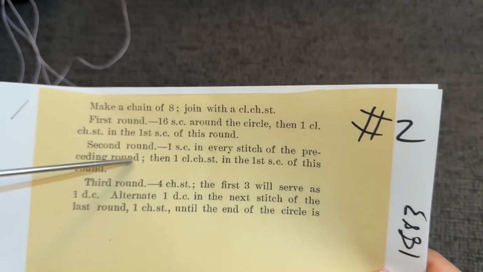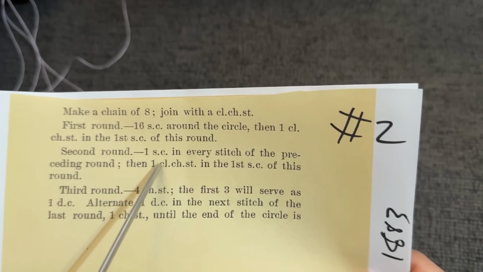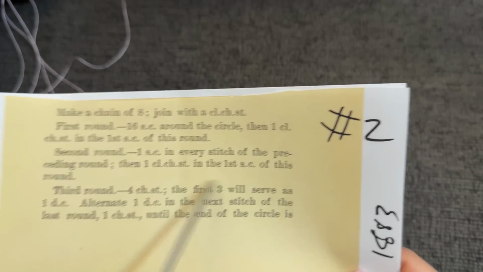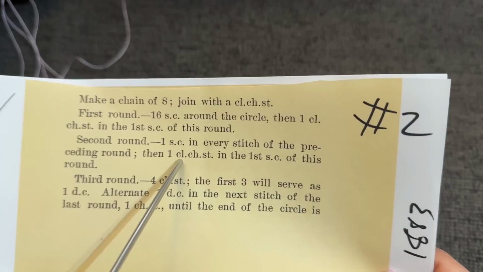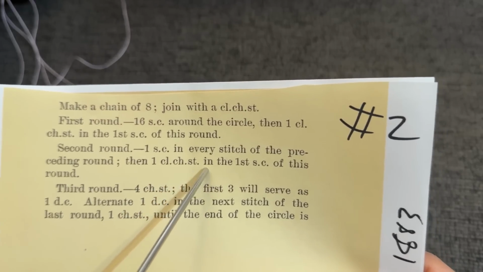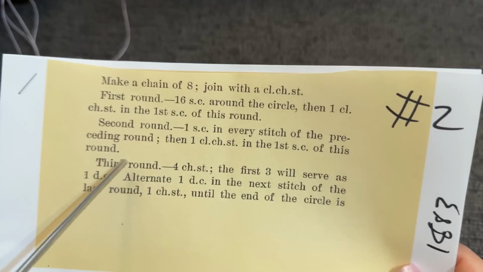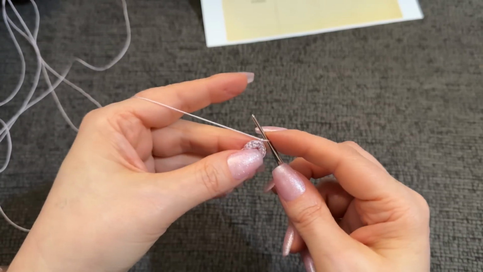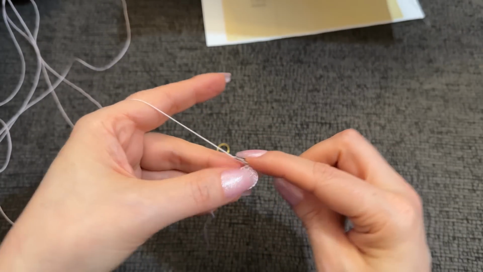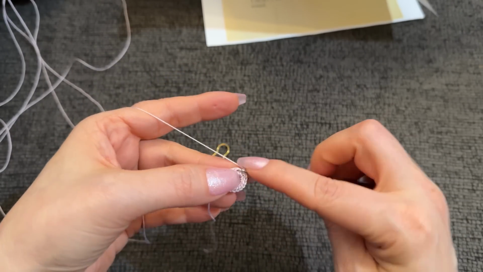Okay. Second round, 1 single crochet in every stitch of the preceding round, then 1 closed chain. I'm going to call it a closed chain stitch because I think that's what it is. Closed chain stitch in the first single crochet of this round. So we're just going to repeat the first round. So 1 single crochet in every stitch.